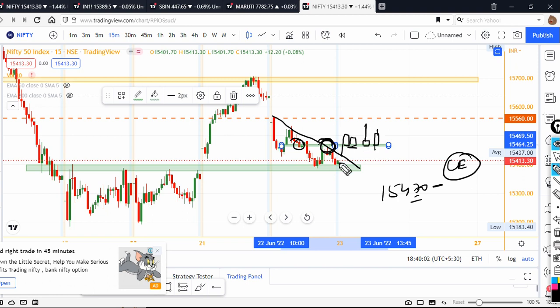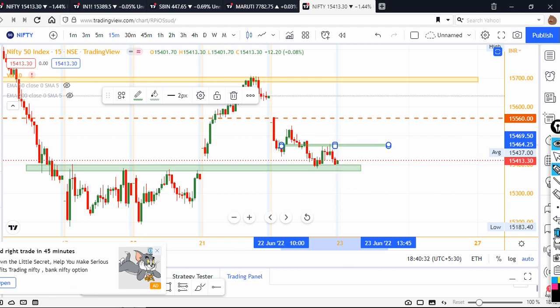Now what if the market opens flat and starts moving downward? I am not going for a PE because this is a big price action zone and the market can react, the market can take support anywhere. But if the market moves below 15,183, then I can consider taking a PE, but that also after seeing the price action. For this, I'll update you in the Telegram channel if this situation occurs.